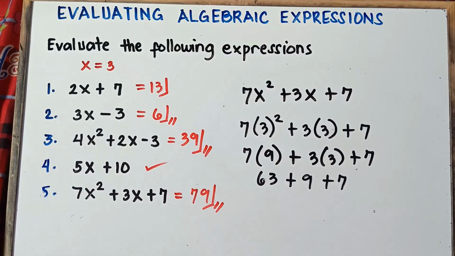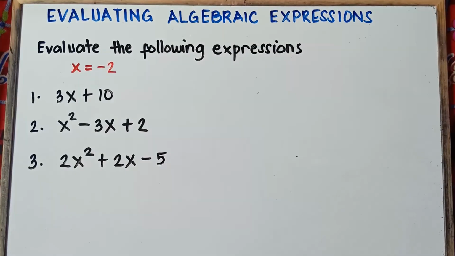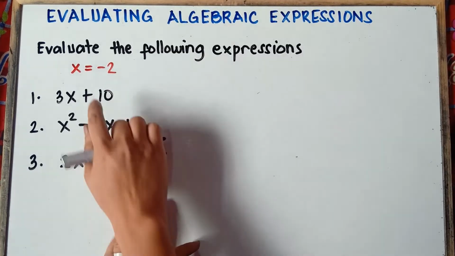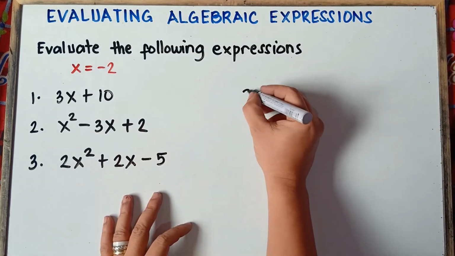That's it, class. That's the answer with regards to example number 5. Alright, so let's proceed now. What if the x value is a negative number? So let's proceed to another example, class, in which the value of x is a negative number. So we have negative 2 for the value of x. Let's start with example number 1.